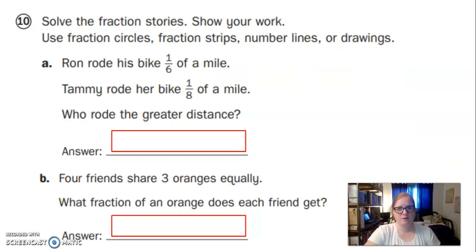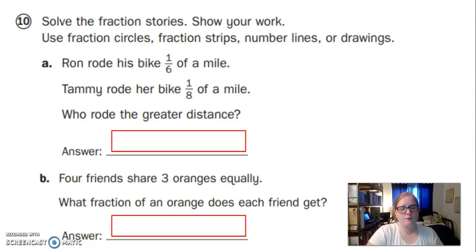Solve the fraction stories and show your work. Use fraction circles, fraction strips, number lines, or drawings. Any of whatever you want to use is up to you. A. Ron rode his bike 1/6 of a mile. Tammy rode her bike 1/8 of a mile. Who rode the greater distance? And the answer should be somebody's name.